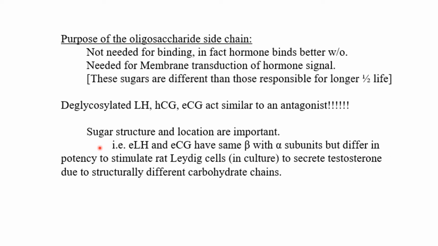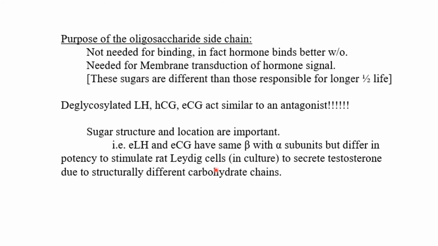So if you get some rat Leydig cells and make a culture of rat Leydig cells and give one petri dish equine LH and give the other petri dish equine chorionic gonadotropin, they're not going to make the same amount of testosterone, even though they have the same beta subunit and the same alpha subunit. Well, how are equine LH and equine chorionic gonadotropin, PMSG, different? They're structurally different due to the carbohydrate chains.